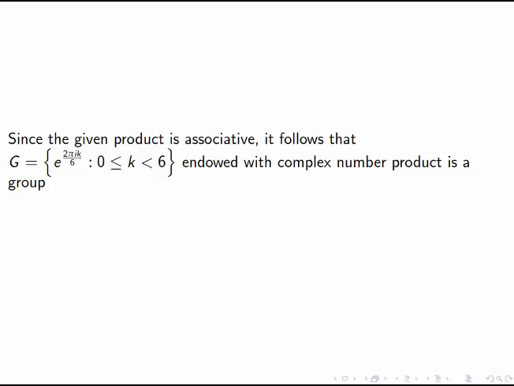So since the product of complex numbers is an associative operation, all 4 axioms are satisfied, and then we can conclude that this set endowed with complex number multiplication is indeed a group.